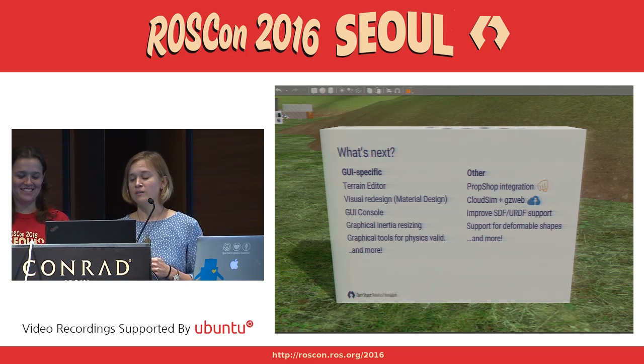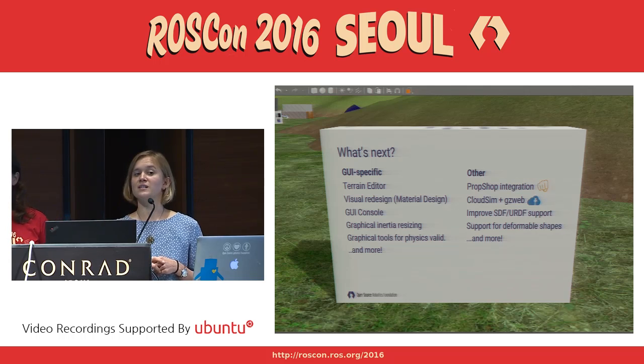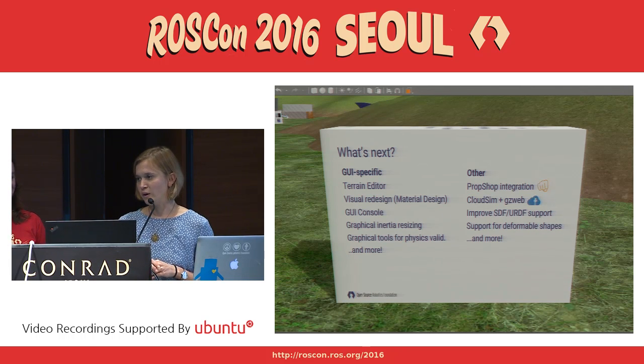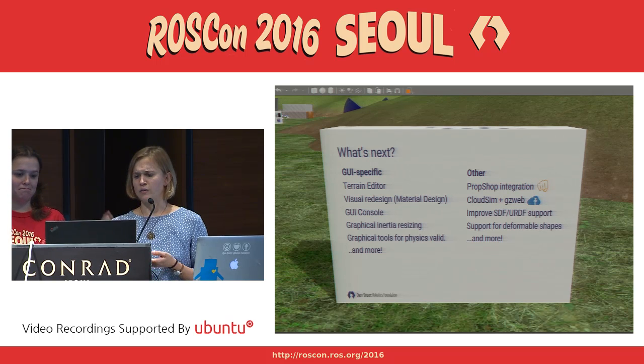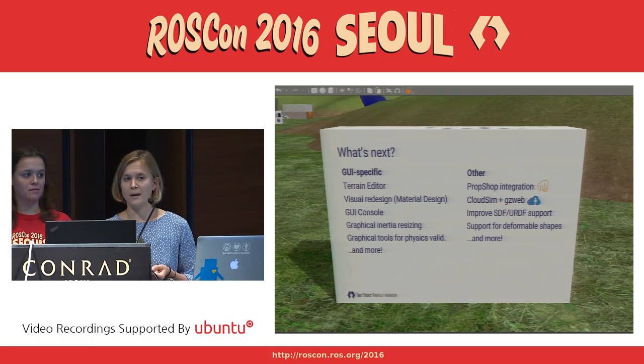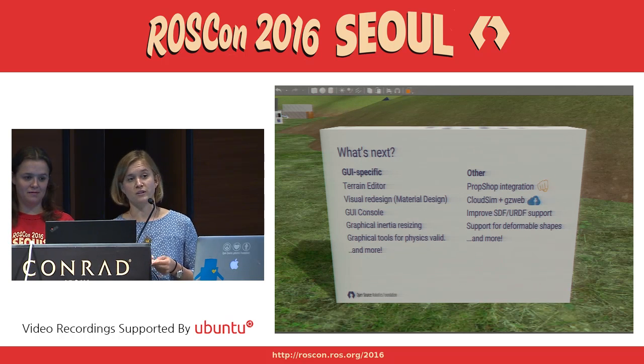There's CloudSim and GZWeb. You'll hear more about those later. Ian is giving a talk on that. But at a high level, if you couldn't guess it from the name, CloudSim lets you run simulations in the cloud. We'll be working on improving SDF and URDF support, and working on adding deformable shapes. There's a complete list of the roadmap at, I think it's gazebosim.org/roadmap, something like that. Status. If you're interested, you can look there.